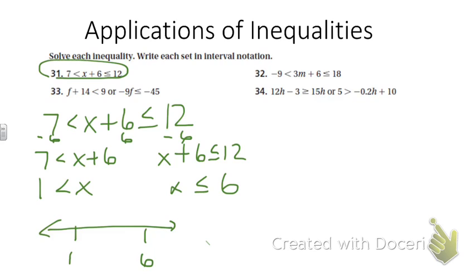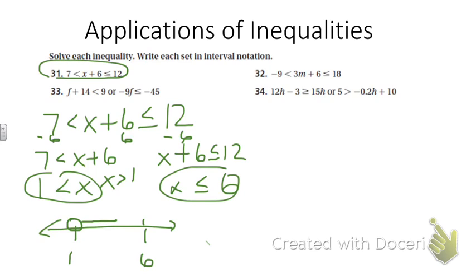X is greater than 1, so I make an open circle, and I'm going to the right. And x is less than or equal to 6. So coming back this way, the place where they overlap is right here. The other way to write that, x is greater than 1 and less than or equal to 6, is 1 to 6. That would be interval notation. And we need to make this rounded, because we're not including it. Remember on the number line, oops, that's really messed up. That's squared off. So this is a square bracket, round bracket.